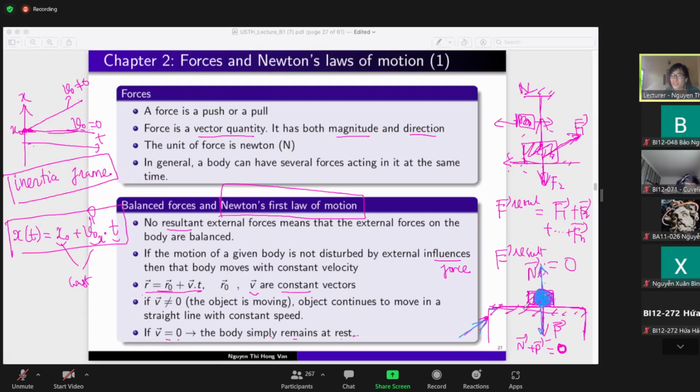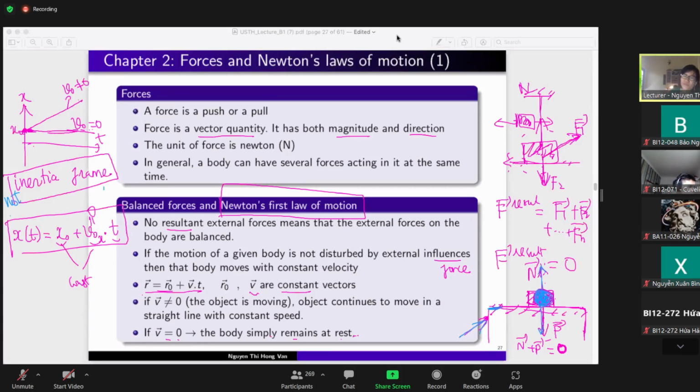If you act on the table and make the table move, the frame of the table is not inertial anymore. So in this case, if you see the ball initially at rest but finally it moves, it means that this frame is not an inertial frame. So the first law of Newton can help you check whether the frame is inertial or not. It looks easy.